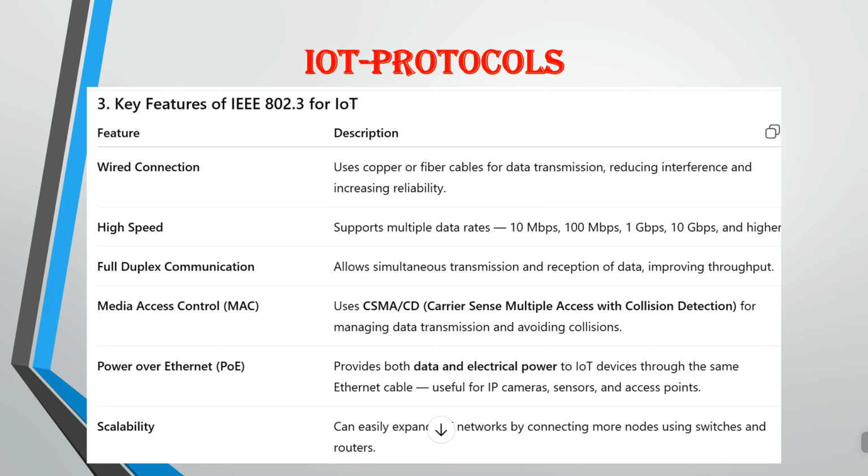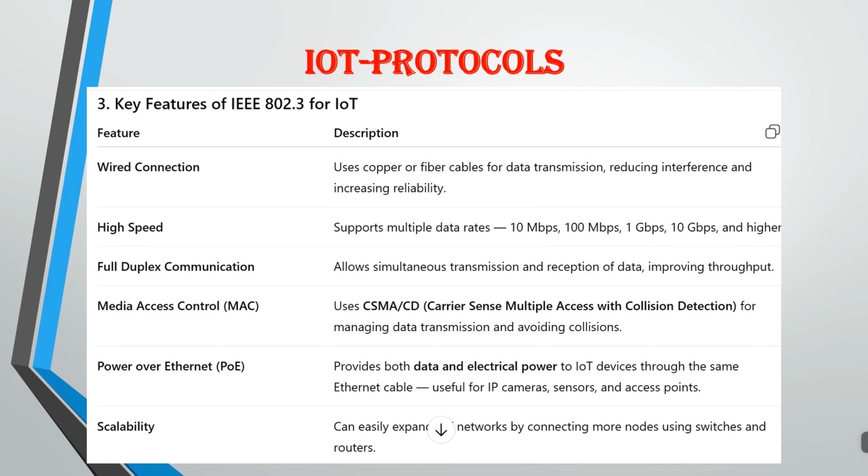Of course, nowadays it is an old low speed, 100 Mbps, 1 Gbps, and 10 Gbps and higher. So we can expect a speed of around 10 Gbps for the 802.3 protocol. And it offers full duplex communication. Full duplex communication means it allows transmission and reception of data simultaneously, which improves the throughput. Basically, most of the standards in communication are full duplex, wherein at a time you can send the data as well as receive the data.